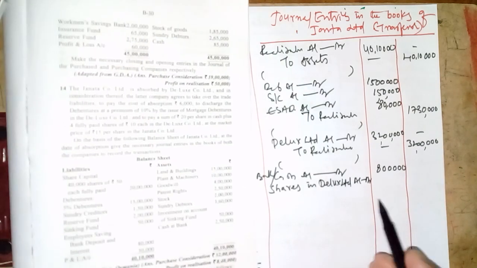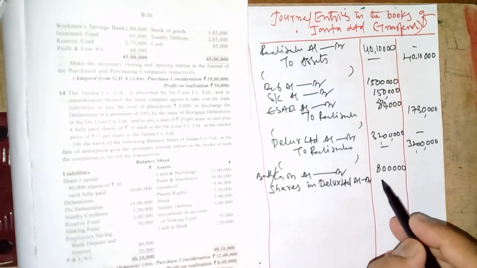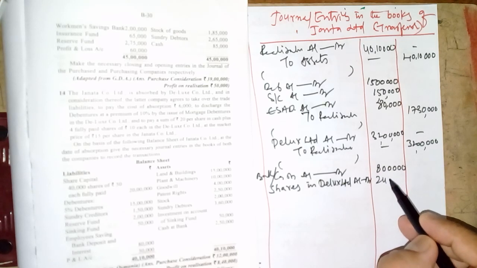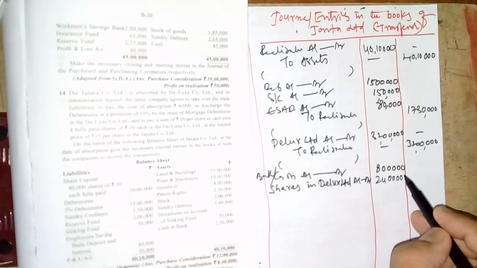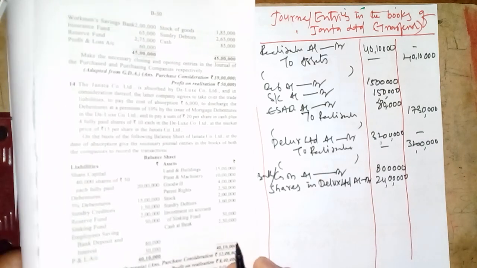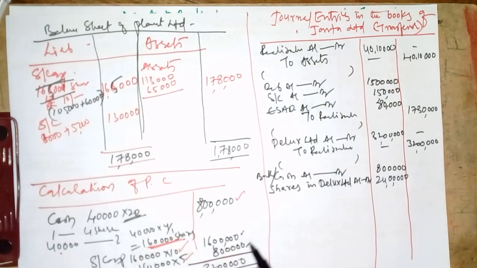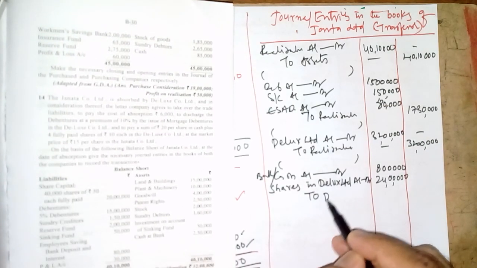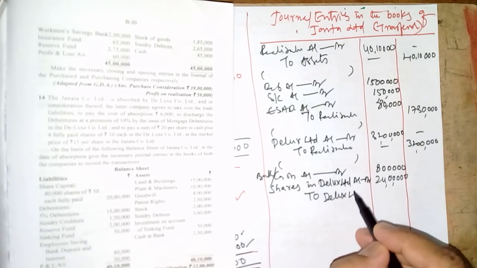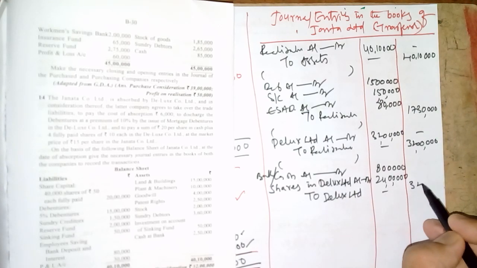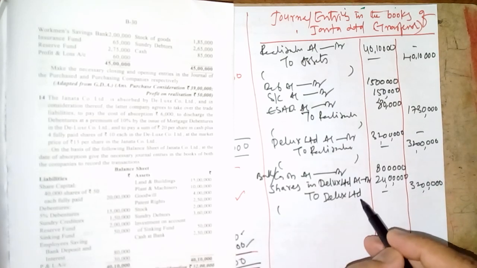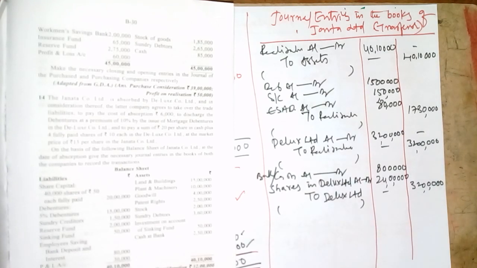Then shares in Deluxe Limited, that is 24 lakhs. Why 24 lakhs? The total amount of this is 16 plus 8, right? So collectively we need to write. To, from whom we are receiving? From Deluxe Limited. How much? Total is 32 lakhs. Clear?